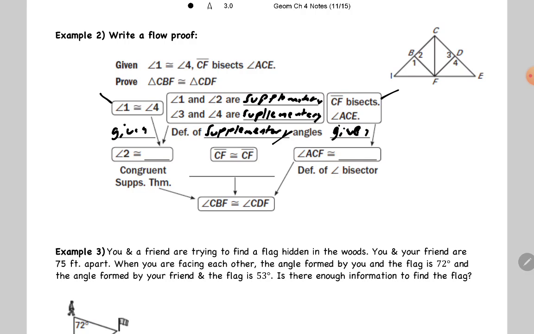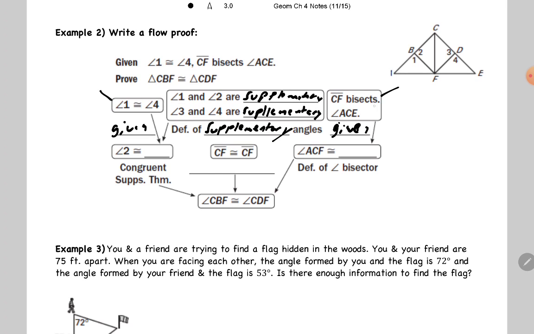So now we put all our givens out. And what we're supposed to do is use our givens, and they should lead us somewhere. So for example, let's look at the right here. CF bisects angle ACE. So what does that mean? That means, so ACE, where's ACE? I'm going to assume that this is A. So they're talking about this big angle here.